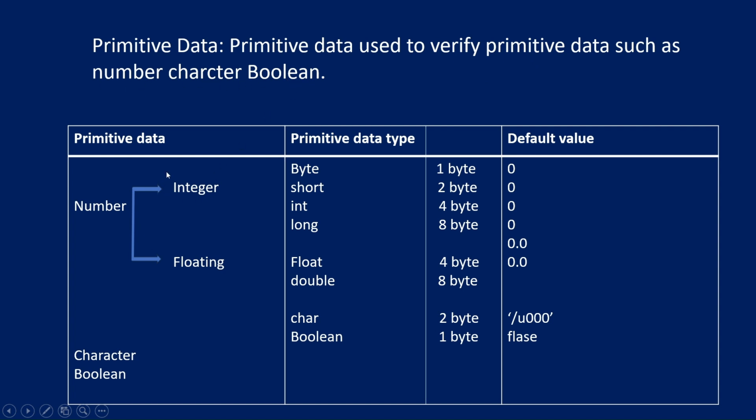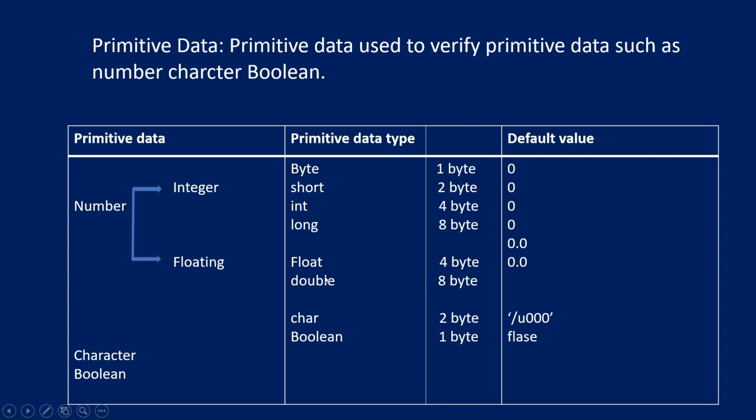As you can see in this diagram, we have primitive data, which has eight types: byte, short, int, long. These are called integer types of data, and float and double are called floating or decimal types of data. As for size, byte has 1 byte, short has 2 bytes, int has 4 bytes, and long has 8 bytes. Float has 4 bytes, and double has 8 bytes.